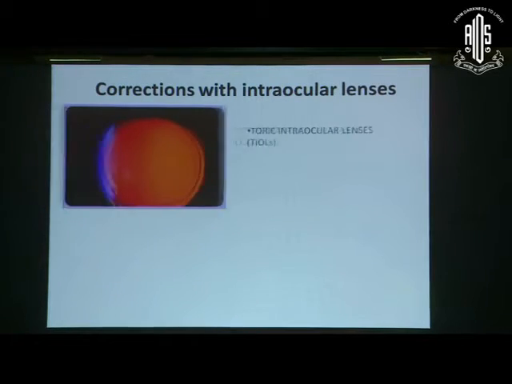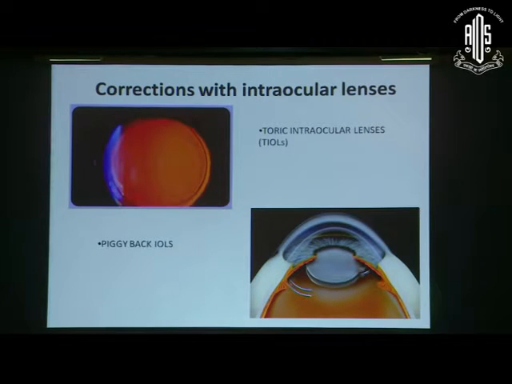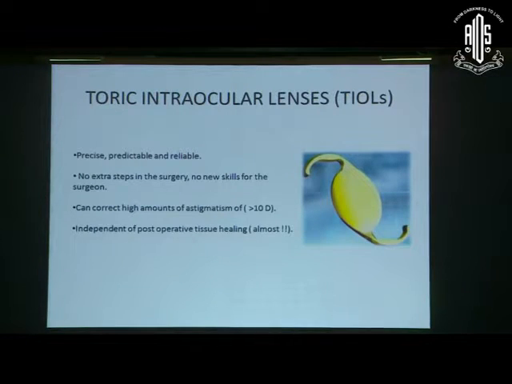Now coming to the meatier part of the talk, correction with intraocular lenses. Again, we have two options: toric intraocular lenses, or piggyback IOLs. Piggyback IOLs are generally used for residual astigmatism. Now, toric intraocular lenses, very quickly, I'm just going to go through some headings. They are more precise and predictable. Again, no extra steps required in the surgery. Just with your phaco, you need to insert a toric IOL.